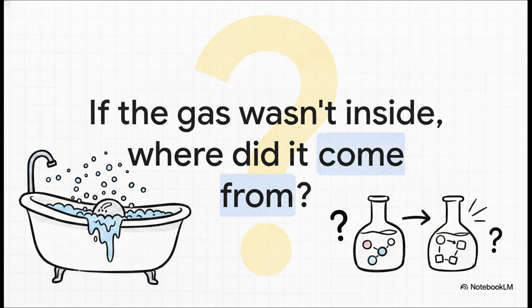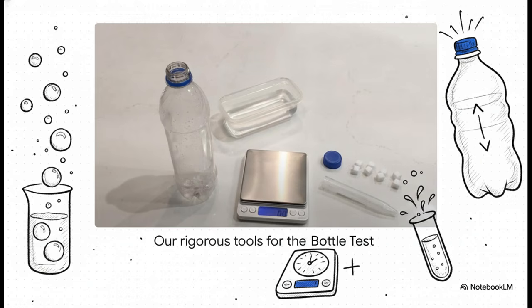We need to look hard at suspect two. The idea that the gas is created by a change to the matter that was already present. And that brings us to our next experiment, the bottle test. To test suspect two, we've got to upgrade our gear. We need a rigid, closed system that can handle a buildup of gas pressure without stretching out. So we swapped the bag for a sturdy plastic soda bottle with a really tight screw-on cap.